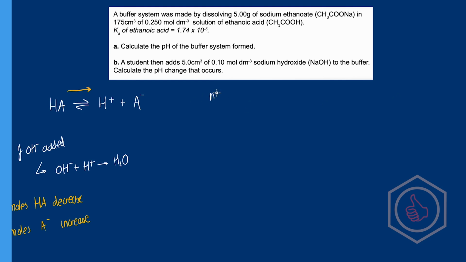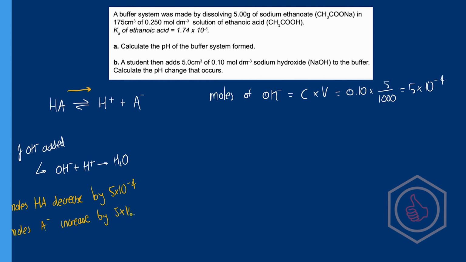Well, the moles of OH minus ions added is going to equal concentration times volume from our sodium hydroxide solution. So the concentration is 0.10 and the volume is 5 divided by 1,000. Remember, divide by 1,000 to get it into decimeters cubed. This gives 5 times 10 to the minus 4 moles of OH minus ions. This means the moles of HA decrease by 5 times 10 to the minus 4, and the moles of A minus increase by 5 times 10 to the minus 4.